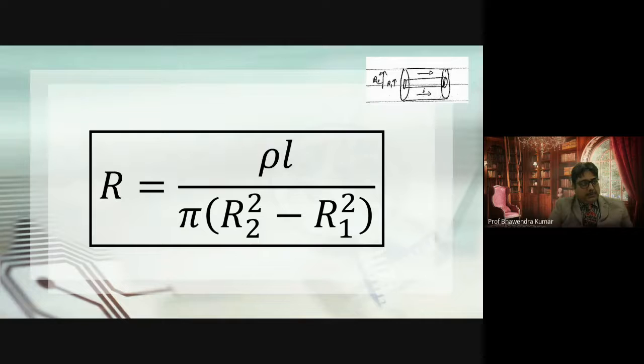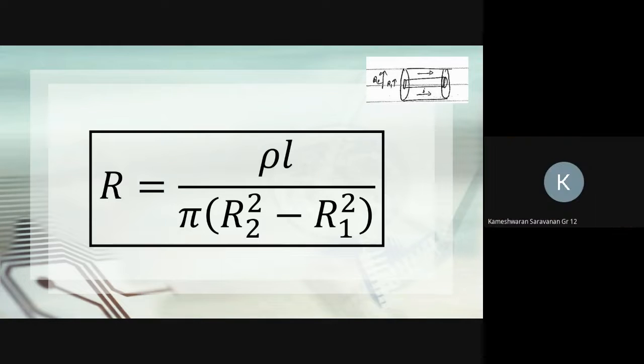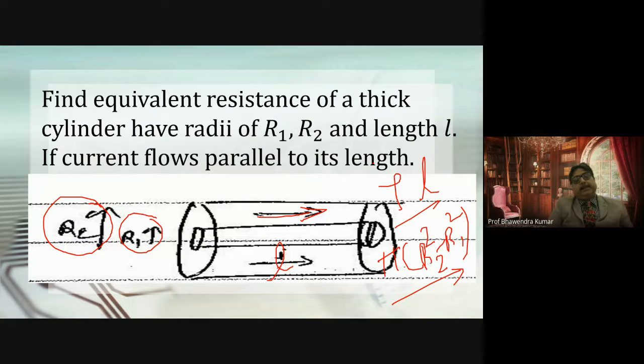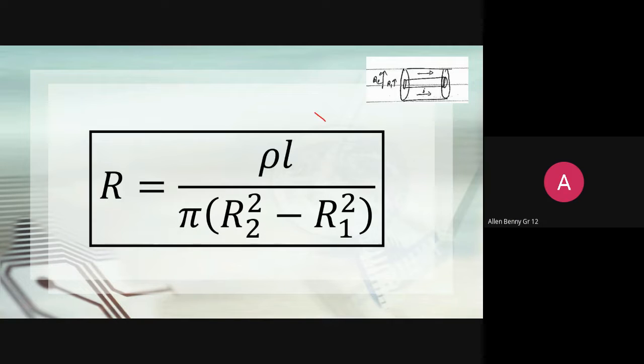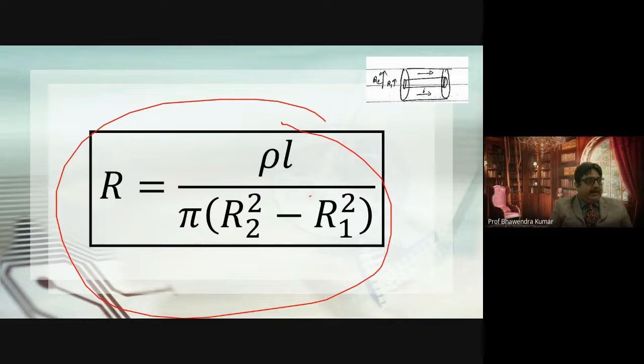No? So now can we increase the difficulty a little bit? Can you show the question once? Yes, this is the question. It is important to note that the current is flowing parallel to its length. Can we move ahead? Yes, sir. Have you understood? This will be the answer: rho L by A. The area of cross section in this case will be pi into R2 square minus R1 square, and length L will be the length along which the current is flowing.